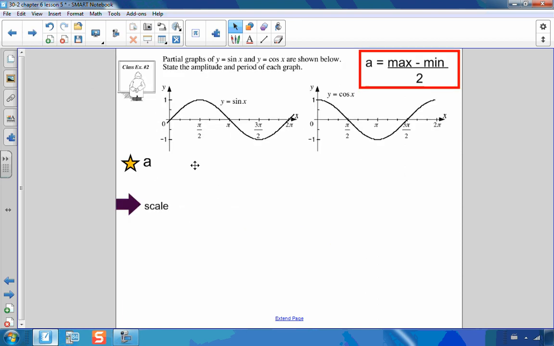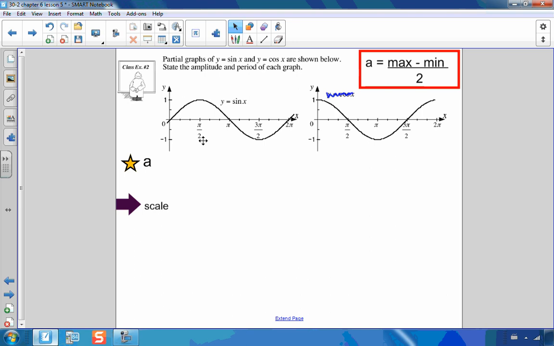So if we look at this graph here, I want to find the amplitude and the period. Now, I know it's given a cosine graph here, but I want you to know this is just for amplitude and period. You don't need to know anything about cosine. So I'm just going to take that formula off there, and I'm just going to say find the amplitude and period of each graph, because we're not dealing with cosine, we're only dealing with sine, but it's still a good way to review amplitude and period.